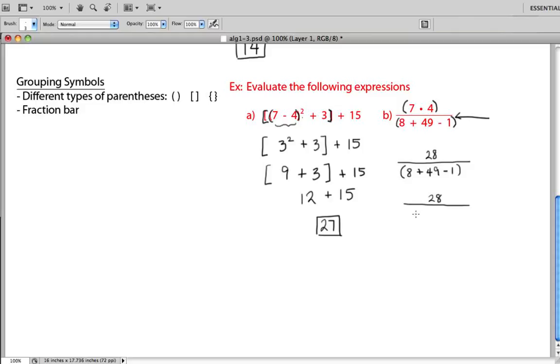The 8 plus 49 would give us 57. 57 minus 1 is 56. And so we would get 28 over 56. Notice that we always calculated the top and the bottom separately. Now 28 over 56 also reduces to 1/2. So the answer would be 1/2.